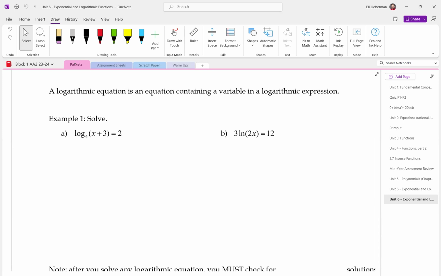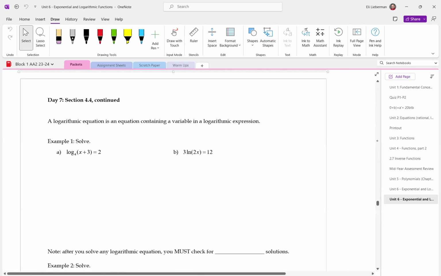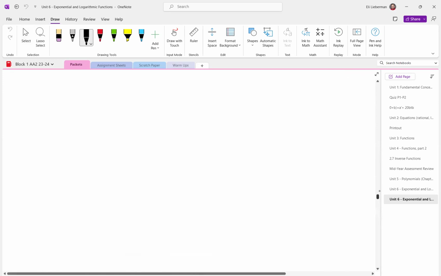You see what to do? Who'd like to tell us? Anyone know? I think we were able to do these when we first started talking about logs, no? We had some of these equations already.